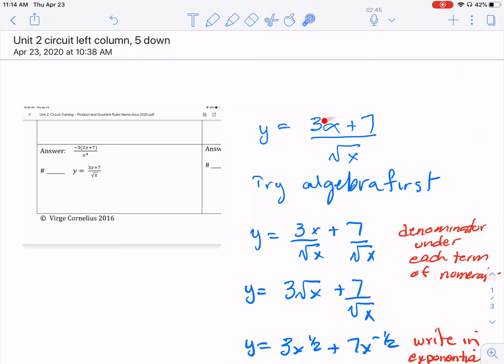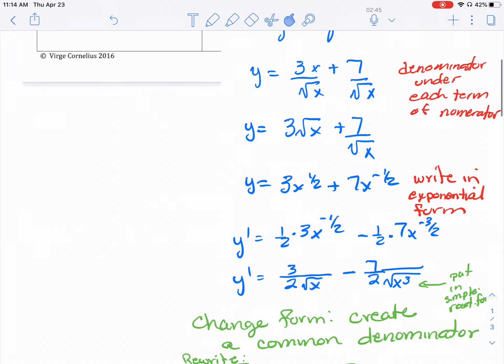I do not want to do the quotient rule if I don't have to, so I'm going to try some algebra. I'm going to take the square root of x, put it underneath each of these two fractions separately. From there, I'm still seeing quotient rules if I'm doing derivatives, but I don't want to do that.